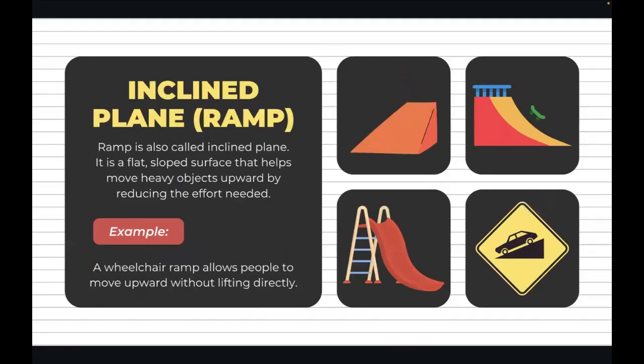Next is an incline plane, or like a ramp. So it's a sloped surface that helps move heavy objects upward by reducing the effort needed. Have you guys ever tried to carry something and it doesn't really work? So you have to push it up along a ramp so that it gets to point B, I guess, in a lower amount of time.